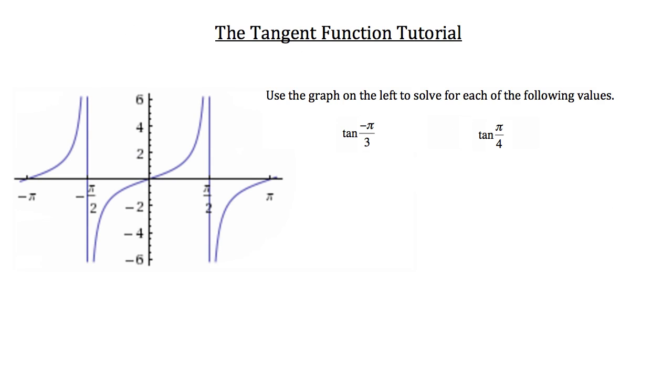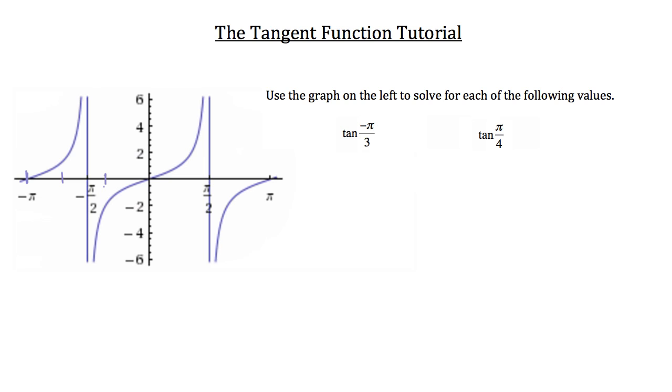In the first problem here, I'd like you to use the graph on the left to solve for each of the following values. Let's begin by solving for the value of tangent of negative pi over 3. Well, we're dealing with a negative, so we're going to go to the left of the origin here. And we can see that this value right here is negative pi. So negative pi over 3 is going to be 1/3 the distance. So I'm going to go ahead and divide up this negative pi distance to the left of the origin into 3 pieces. 1, 2, and the last third piece being that negative pi right here. So I cut it into pi thirds, and we're doing the tangent of negative pi thirds.